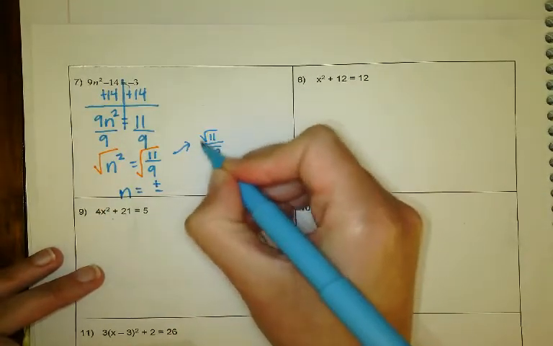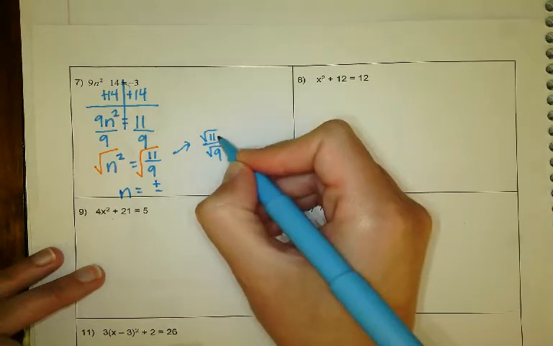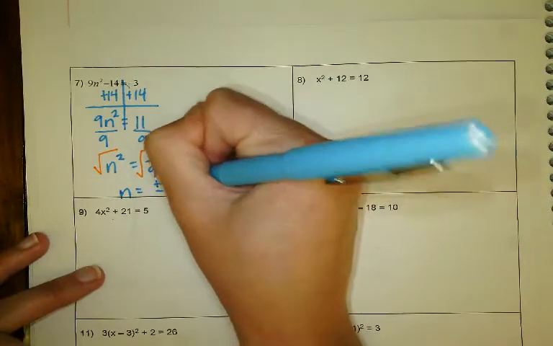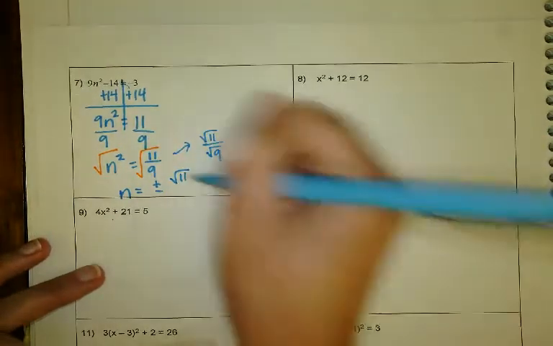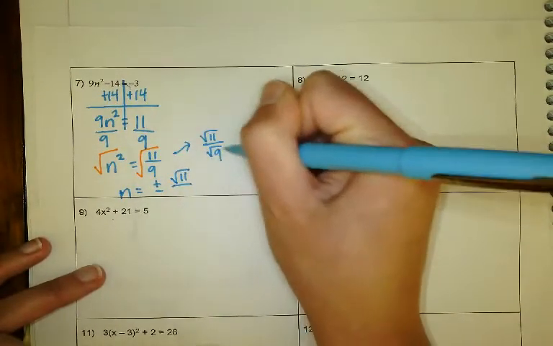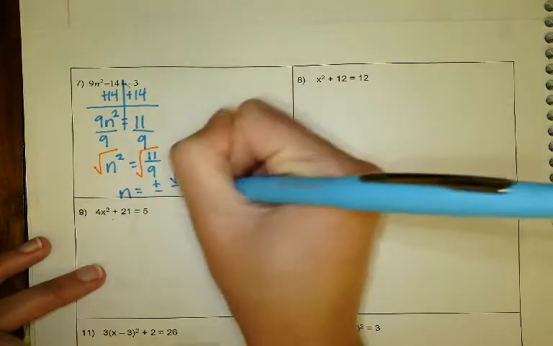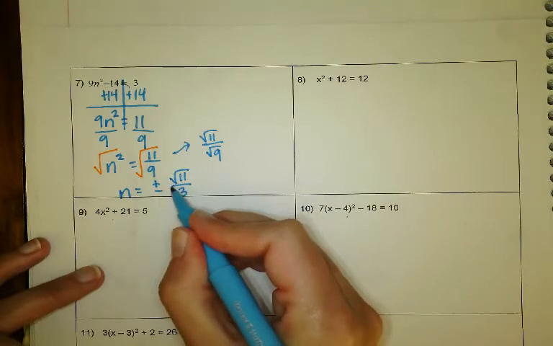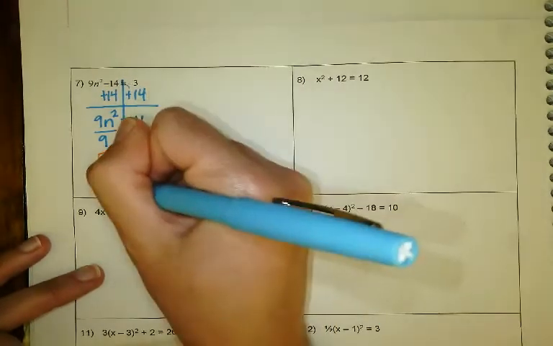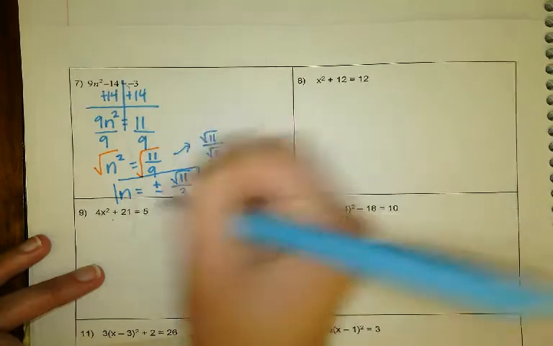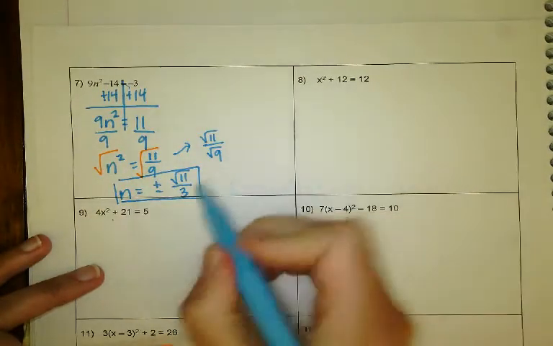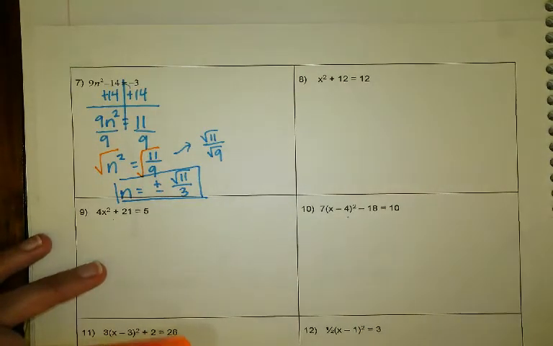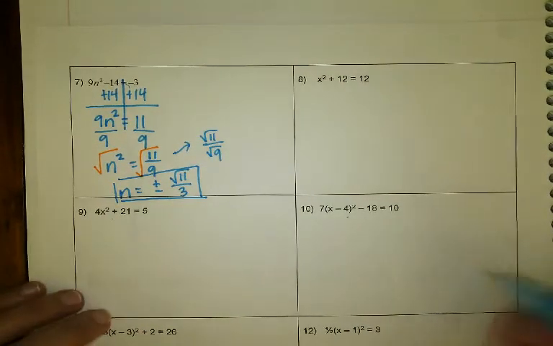So on the top, 11 is not a perfect square. I can't break it down. It's just 11 and 1. It's a prime number, so it's going to stay the square root of 11. But on the bottom, the square root of 9, that is a perfect square that comes from 3. So I'm going to change it to the square root of 11 over 3 because we simplified that denominator. Awesome. All right, let's do a few more.